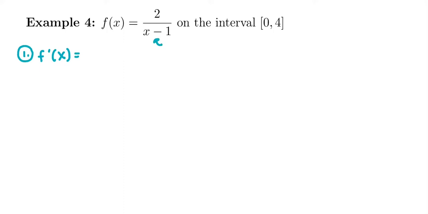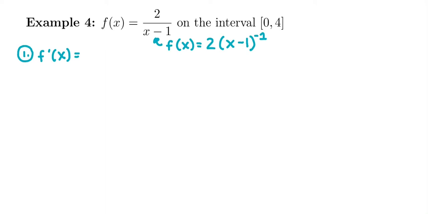I don't want to have to use the quotient rule when taking this derivative, and there's only x's in the denominator. So I don't have to use the quotient rule since there's not x's in both the top and the bottom. So I'm going to rewrite this as 2 times x minus 1 to a negative 1 power. Negative because it's in the denominator, 1 power because the power is not written.